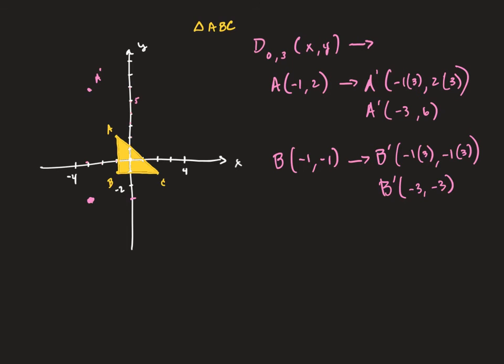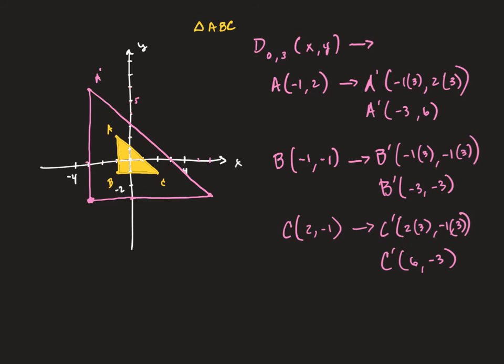And then C, my C value. C is currently going to be, X is 2, Y is -1, and our new C transformation, the dilation, is going to be 2 times 3, and the Y is going to be -1 times 3. So then C prime is going to be 6, -3. So we are looking at 6, -3 right there.